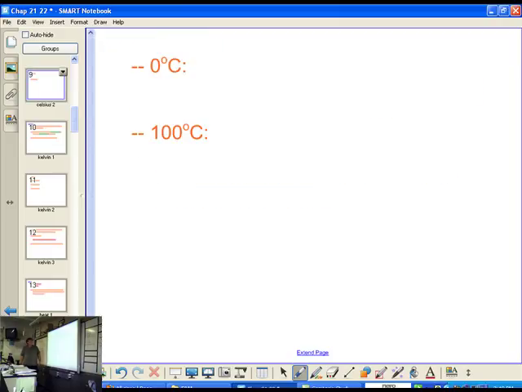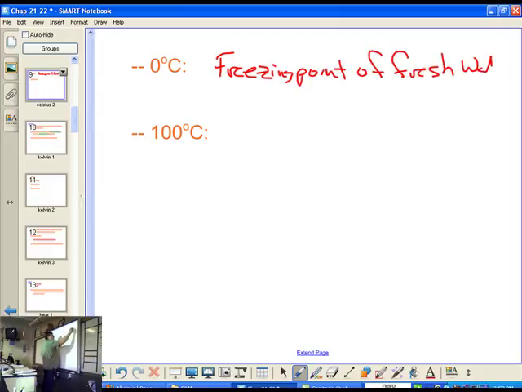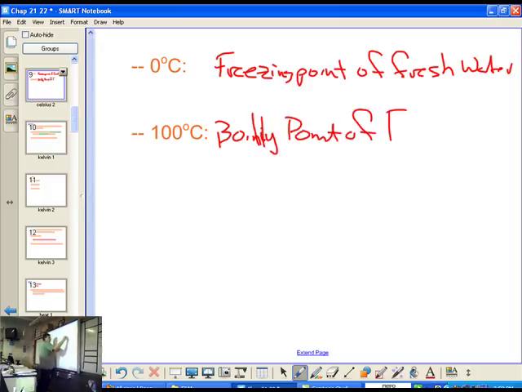All right. So 0 degrees C. Now, Celsius, these were his set points. He was basing his on fresh water: the freezing point of fresh water, and the boiling point is 100, the boiling point of fresh water. Notice there are 100 degrees between the boiling and freezing point. For degrees Fahrenheit, there were 180.